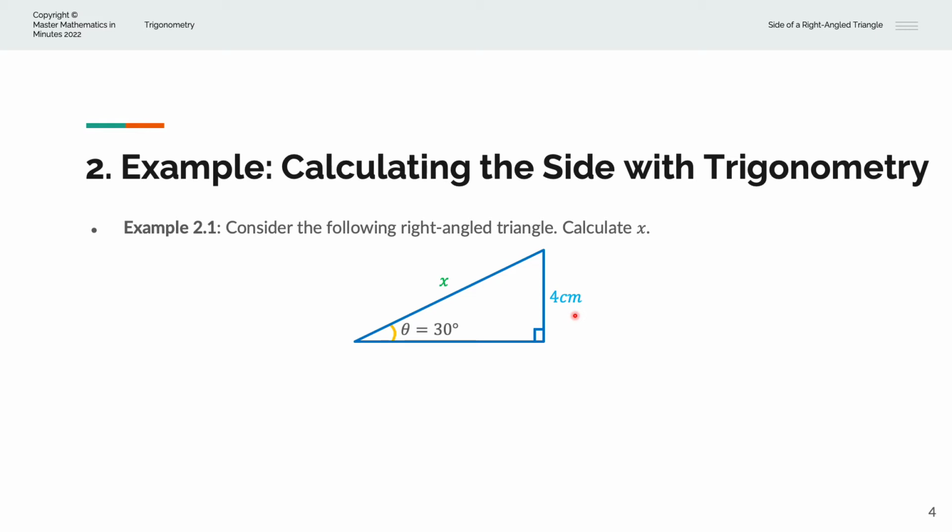The function that relates the opposite side and the hypotenuse side, or O and H, will be the sine function. So we will choose the sine function in this case.